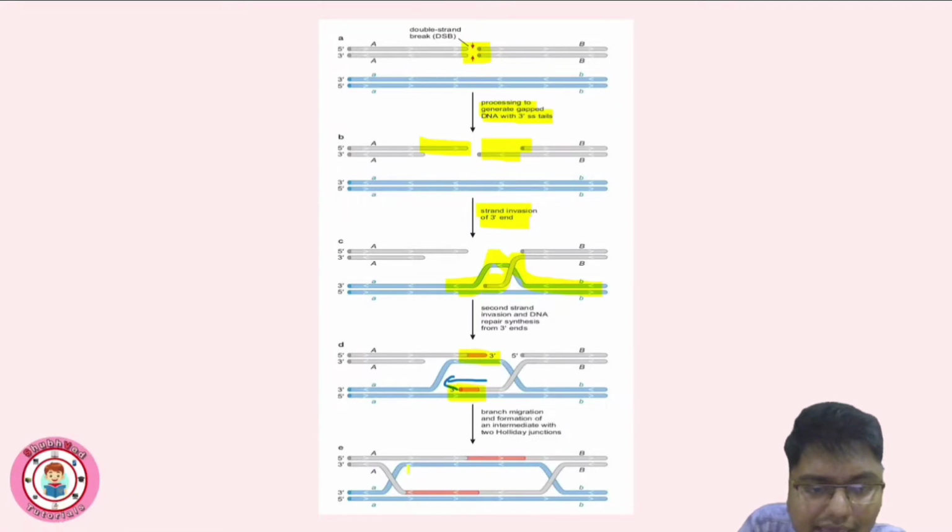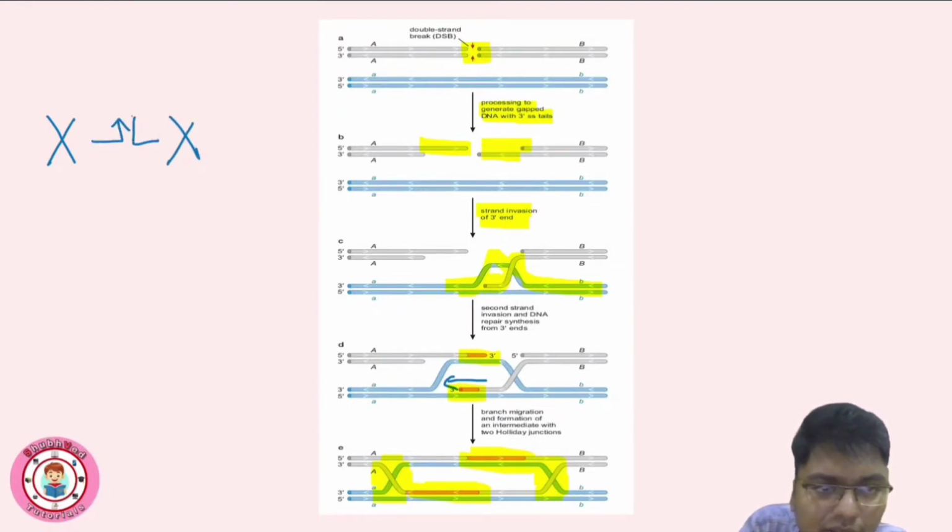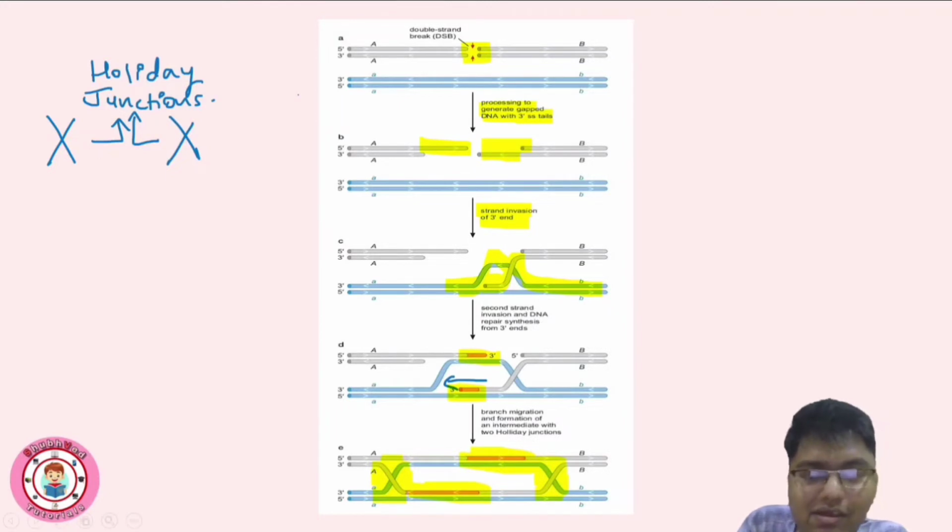After branch migration, this is known as the Holliday junction. This structure like an X is known as the Holliday junction. This is the newly synthesized DNA. These X-like structures, where crossing over has occurred, are known as Holliday junctions.